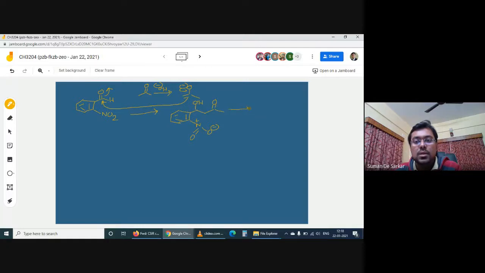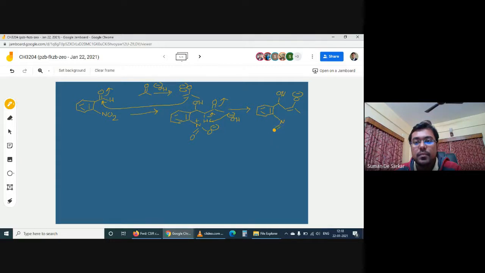But you still have base in the medium, right? We'll use a plentiful amount of base. So bases are roaming around, and it will grab a proton from here and form another enolate here.